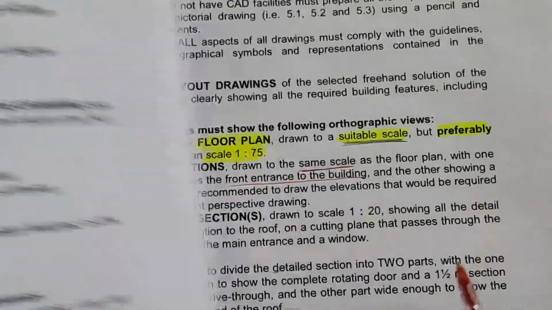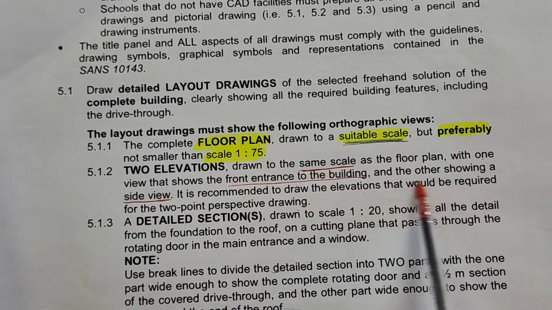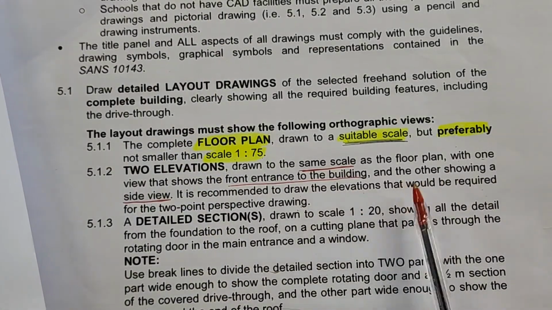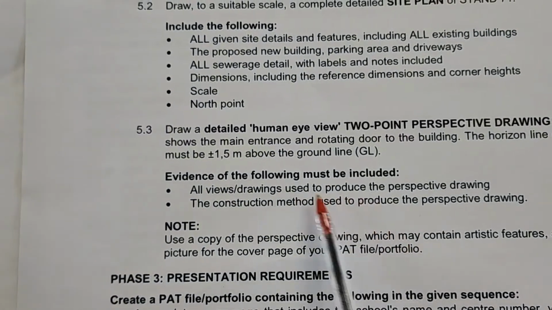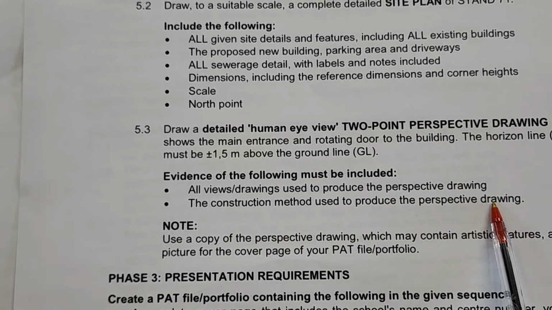You have to have that when you do your 2-point perspective. That's why they say here to keep in mind that these elevations are the ones that you will use, so that you don't have to redraw them. The elevations that you use here are the elevations that you'll use to produce your 2-point perspective. The construction method used must be shown.